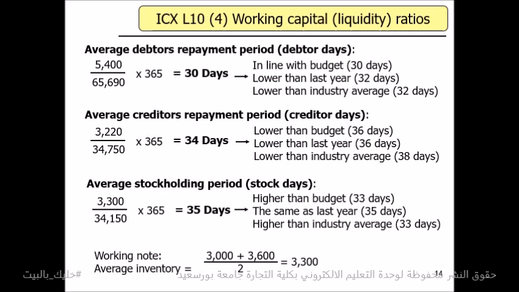And finally, we move to the liquidity ratios. There are three main ratios in the liquidity ratios. They are average debtor payment period, which is equal to closing receivables divided by sales multiplied by 365. The average creditor repayment period, which is equal to closing payables divided by purchases multiplied by 365. The average stock holding period, which is equal to average inventory divided by cost of goods sold multiplied by 365. How to calculate the average inventory? It's equal to opening inventory plus closing inventory divided by 2.